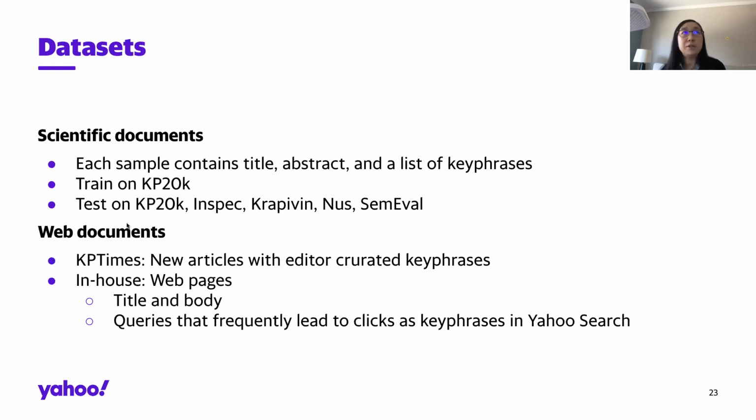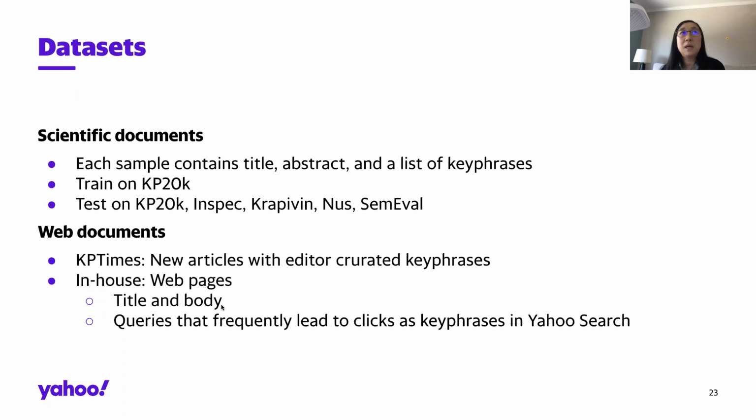Then as an evaluation, we also evaluate on KP20K, and there are 4 small datasets that are also scientific articles, but they're so tiny that they can only be used for testing. Then for the web documents, we have 2 datasets. One is a public one called KP Times. It's a collection of news articles, and the keywords for them are suggested by professional editors. And then we also have our in-house dataset, which is a random sample of web pages. For each web page, we have its title and body.